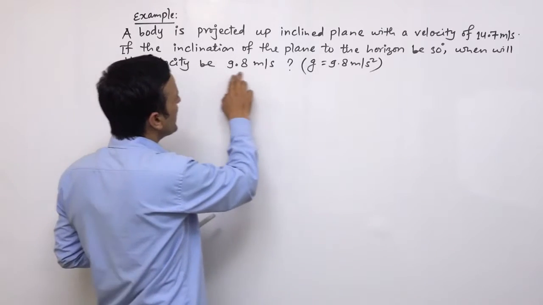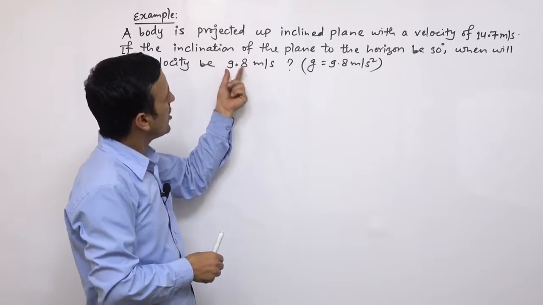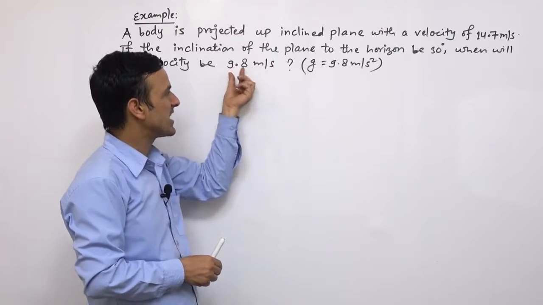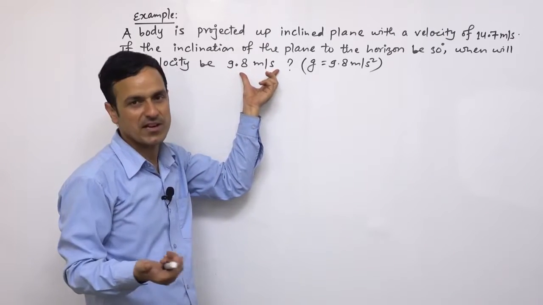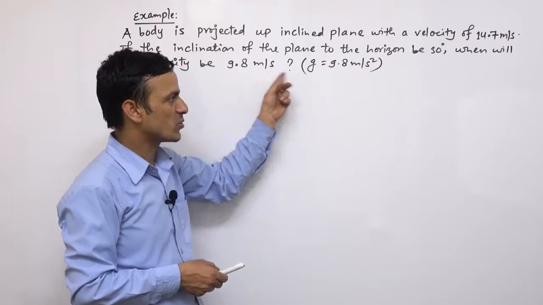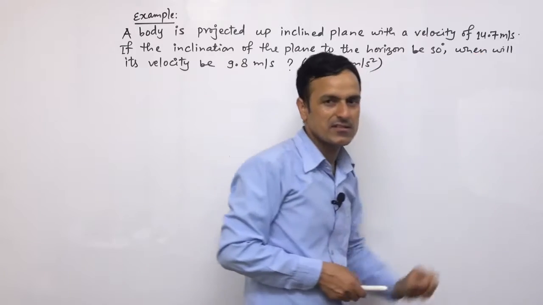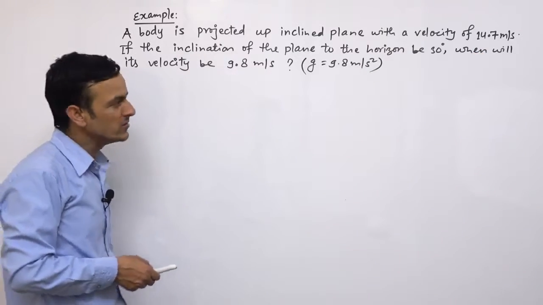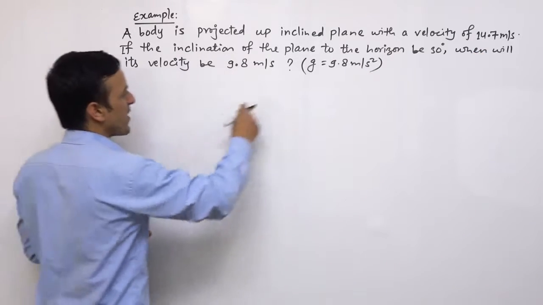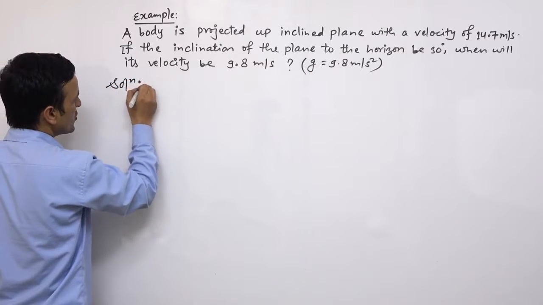When will be its velocity? This one, 14.7 velocity particle projected up, at what time will its velocity become 9.8 meter per second? So we are going to find the time. When means time is unknown, that's why write down, and this is provided over here. So let's see all the information over here.